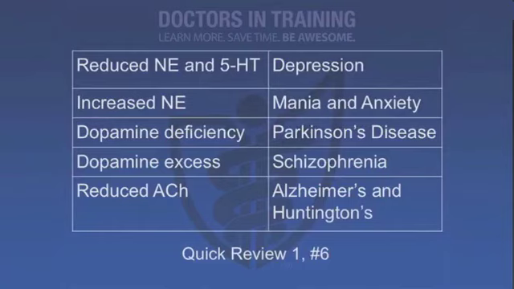Dopamine deficiency, well, we've been talking about this, Parkinson's disease, obviously. Dopamine excess, and we've talked about this briefly as well, and this can lead to schizophrenia or psychosis, so it worsens hallucinations. And then reduced acetylcholine, that's going to be your Alzheimer's disease and your Huntington's disease.